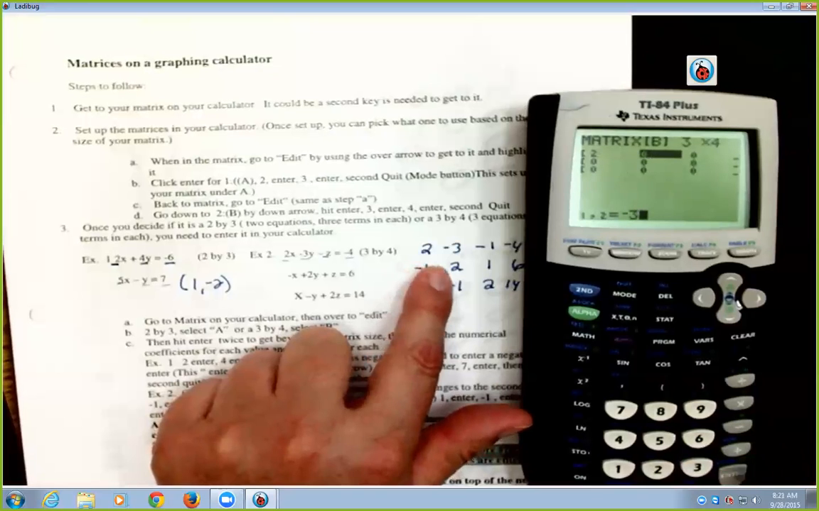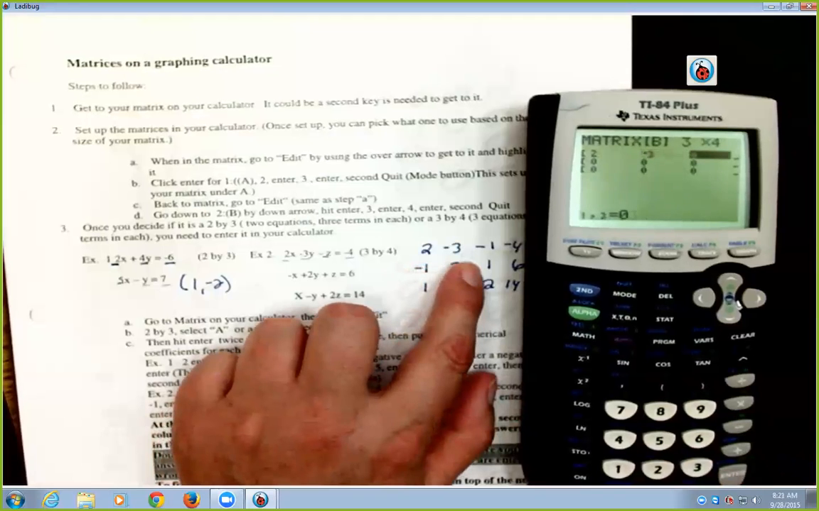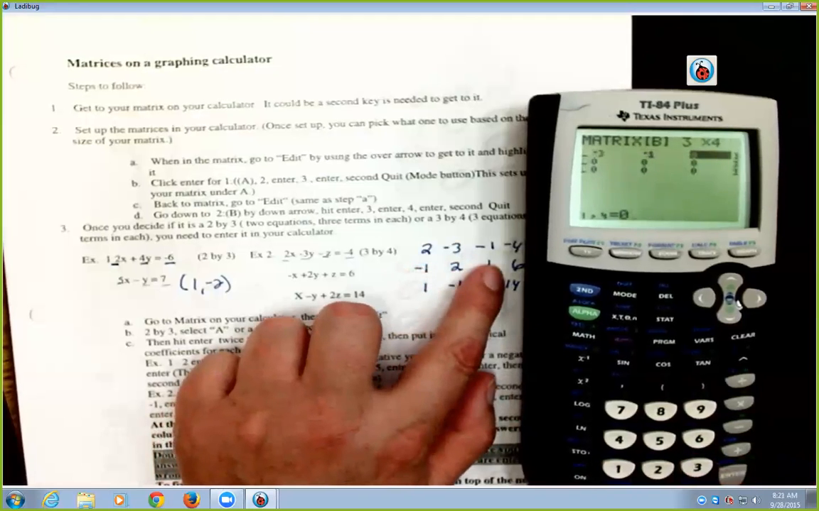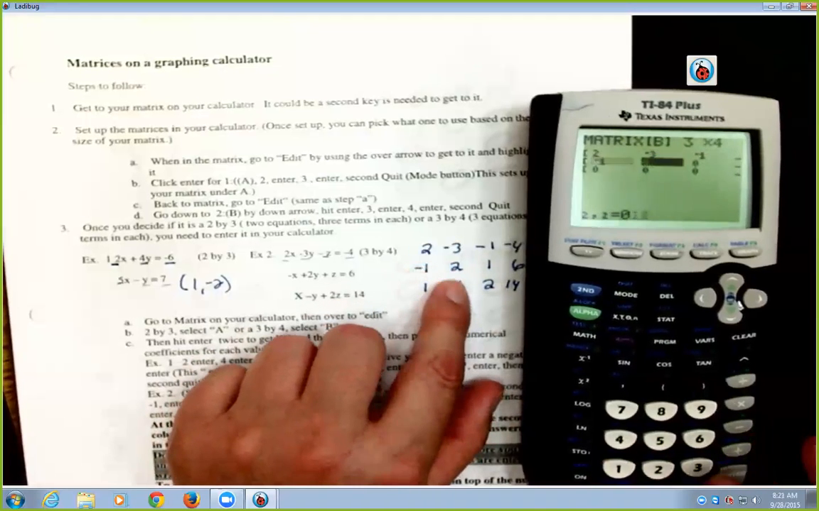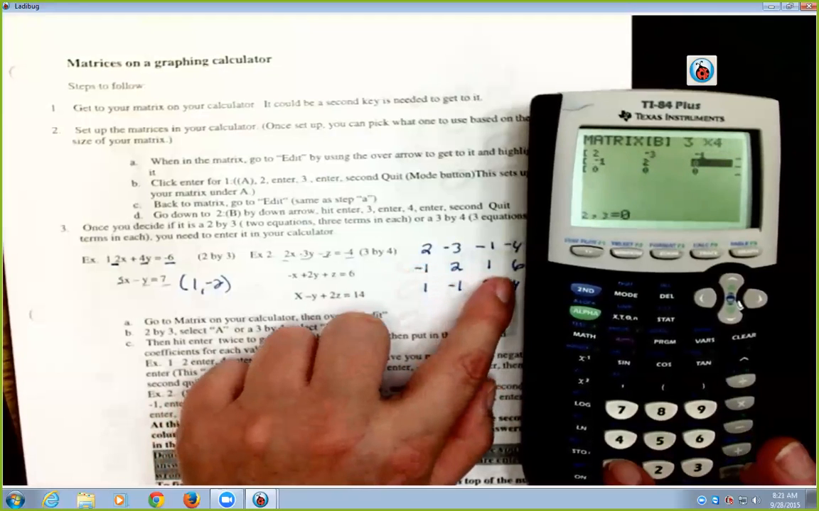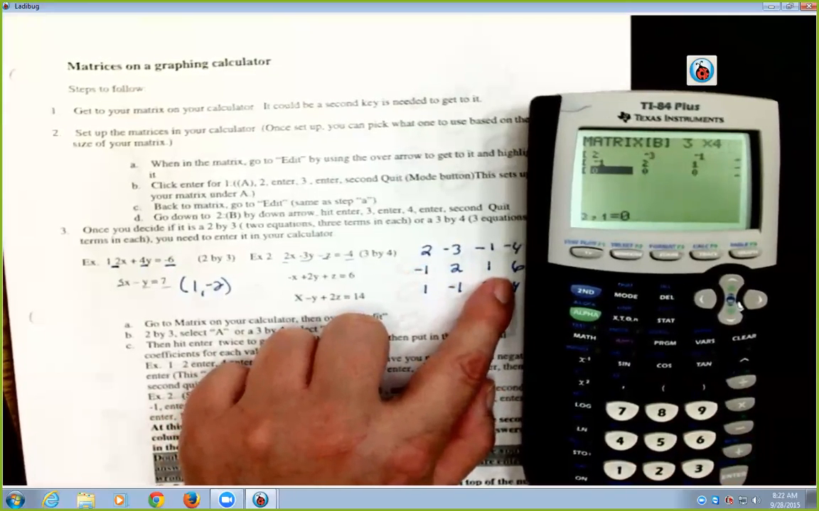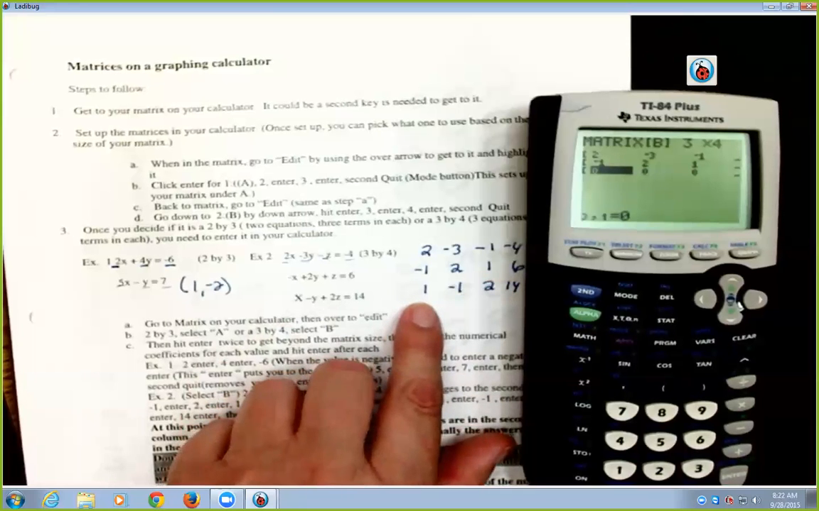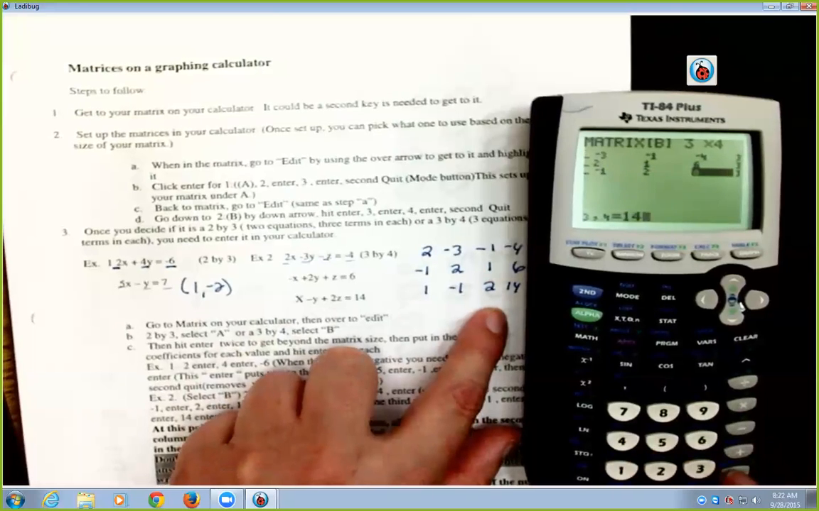Make sure you use your negative sign, not your subtraction. It'll tell you got an error if you do. Enter, negative 1, enter, negative 4, enter, negative 1, enter, 2, enter, 1, enter, 6, enter. And that's, again, all the numbers that are in that equation. That's all I've entered, just the numerical part of each of those variables. So now I'm going to enter 1, enter, negative 1, enter, 2, enter, 14, enter.